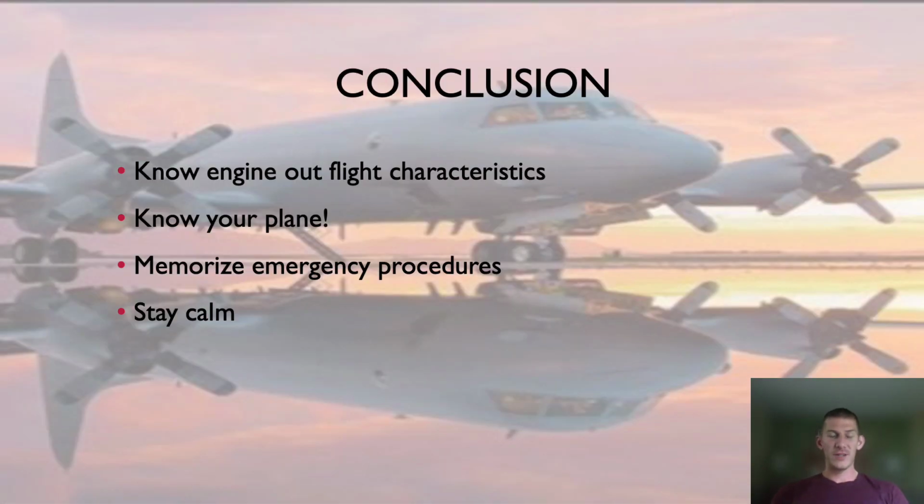So the big thing for any of these emergencies, or just flying in general, is that you really want to know your plane, know your engine out characteristics, know if you do have that critical engine or not, and you need to memorize those emergency procedures for an engine failure. Those are immediate action items. You're not going to want to be fumbling around for a checklist, trying to read through that as you're trying to maintain directional control and keep that airplane flying as best you can.